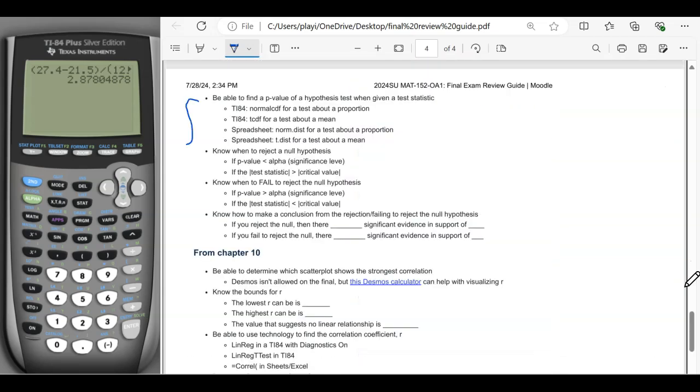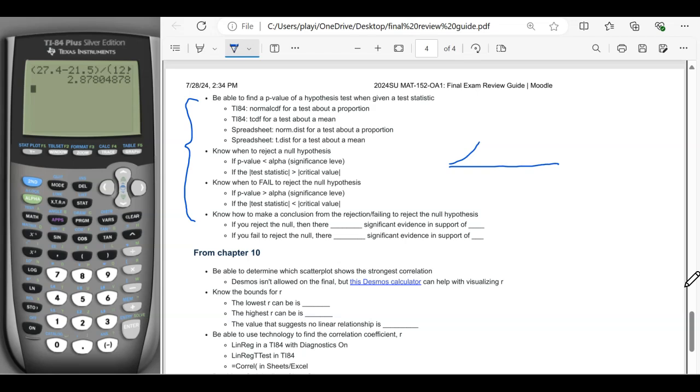All right, be able to go through, this was all in chapter 7, and now chapter 8. Find the p-values for the different statistics. So a p-value for a test statistic for a t-test, and a p-value for a test statistic for a one-proportion z test.